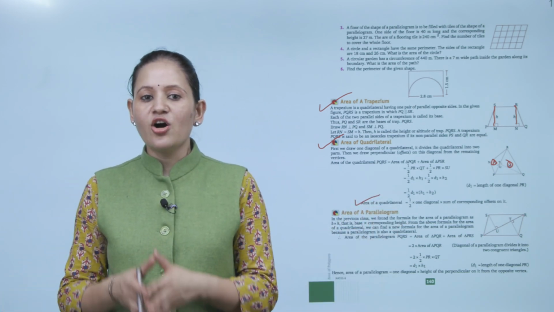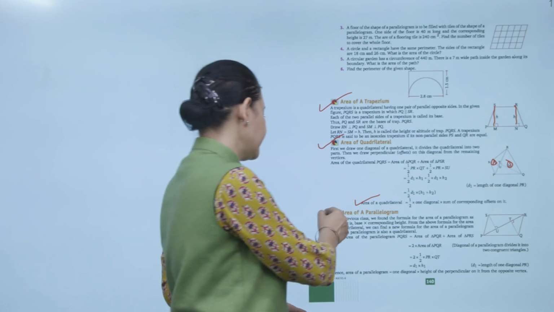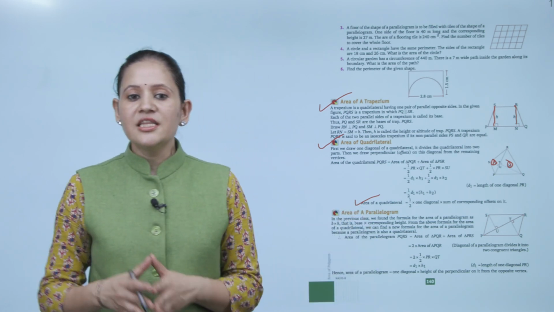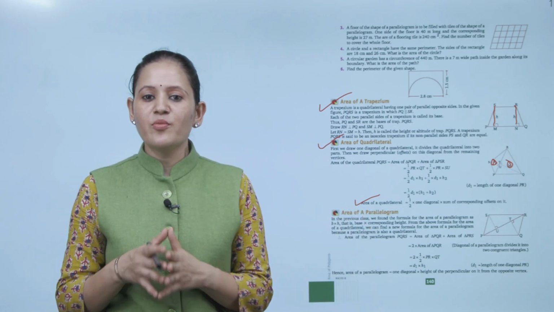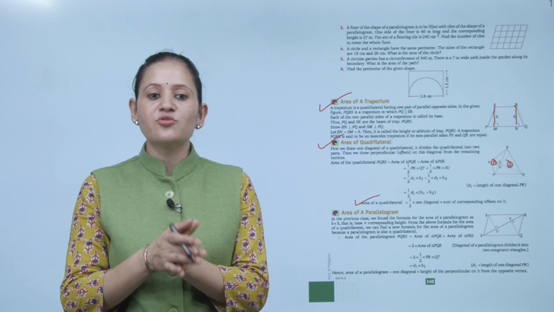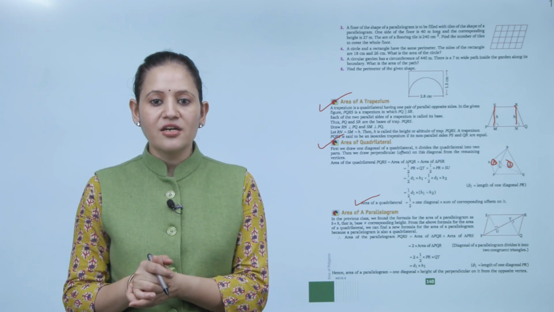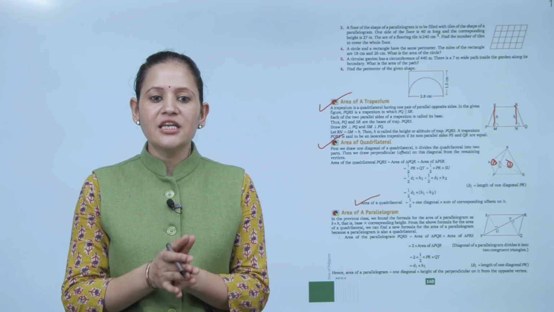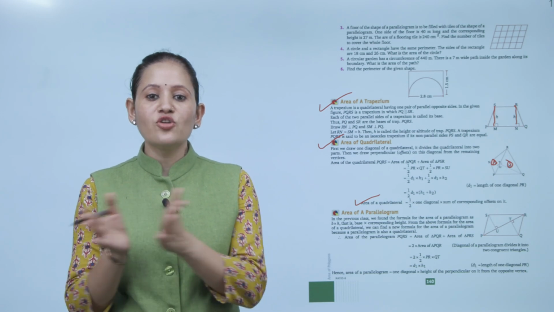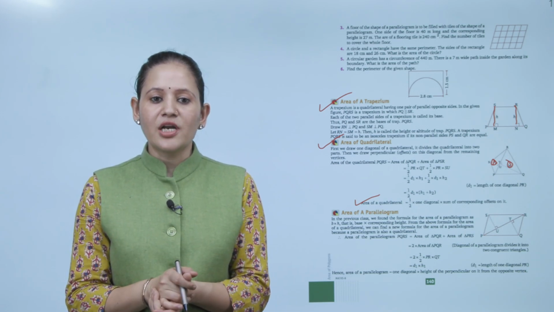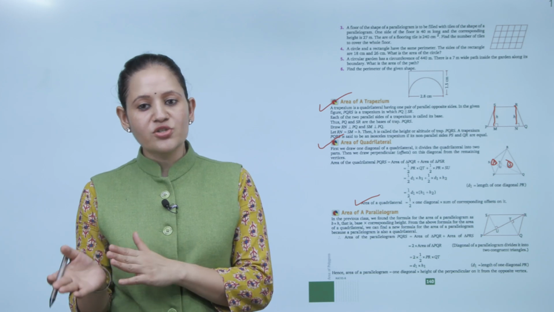Next is area of parallelogram. In the previous class, we have found the formula of the area of parallelogram as B into H, that is the base into corresponding height. From the above formula for the area of the quadrilateral, we can find a new formula for the area of parallelogram, because parallelogram is also a quadrilateral.